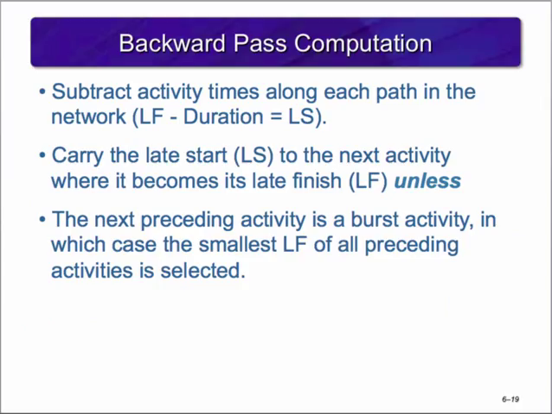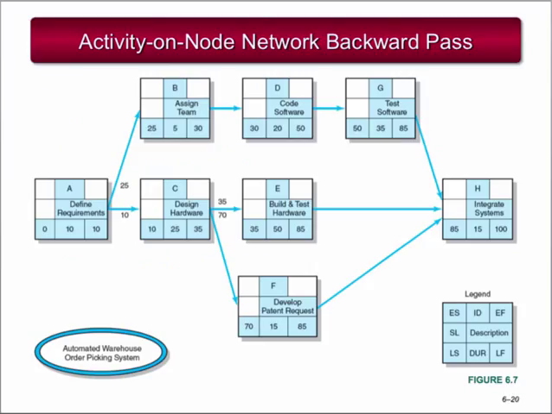The backward pass detects the latest start and the latest finish times of each activity in the network. Similar to the forward pass, you need to remember three things. 1. You subtract activity times across each path starting with the project end activity. Late finish minus duration equals latest start. 2. You carry the latest start to the next preceding activity to establish its latest finish, unless 3. If the next preceding activity is a burst activity, in which case the smallest latest finish of all preceding activities is selected. Let's look at this example of the backward pass.